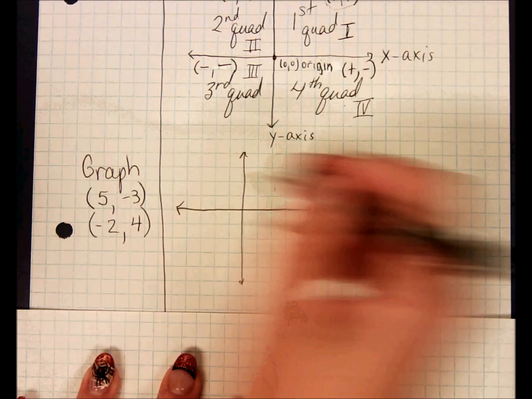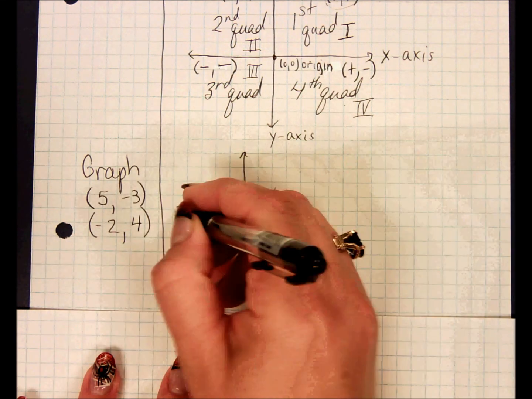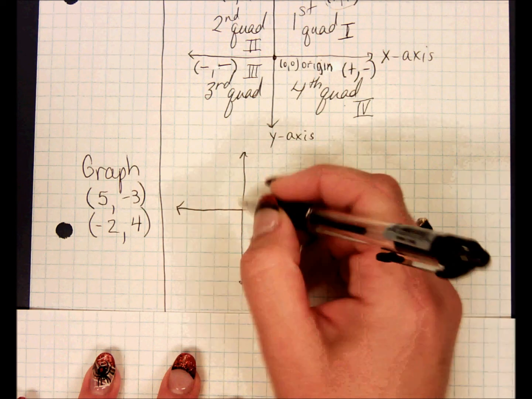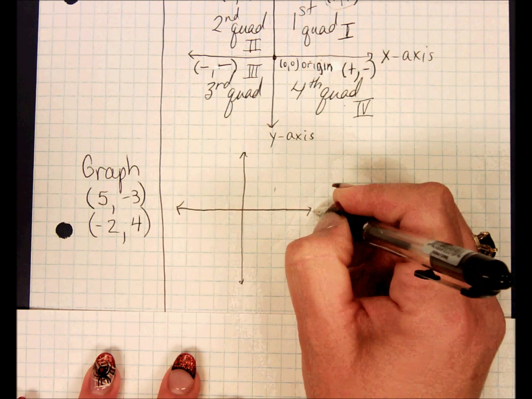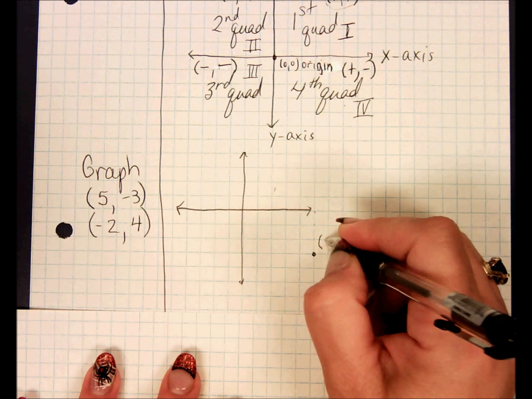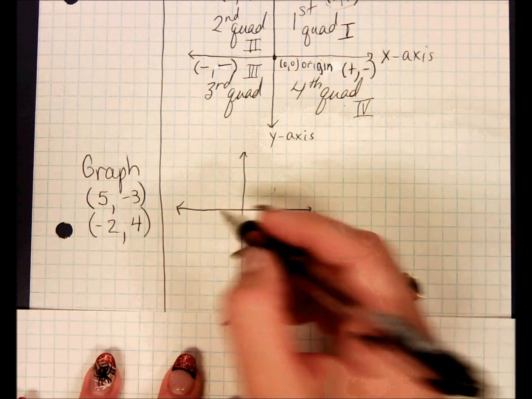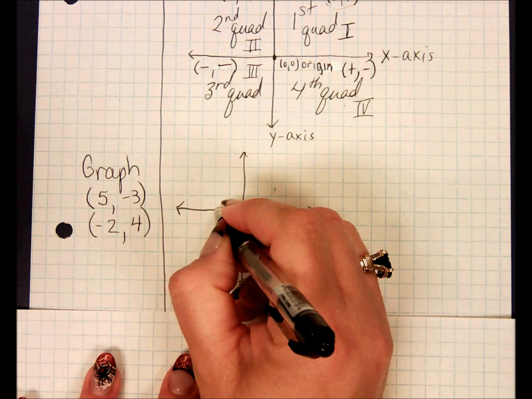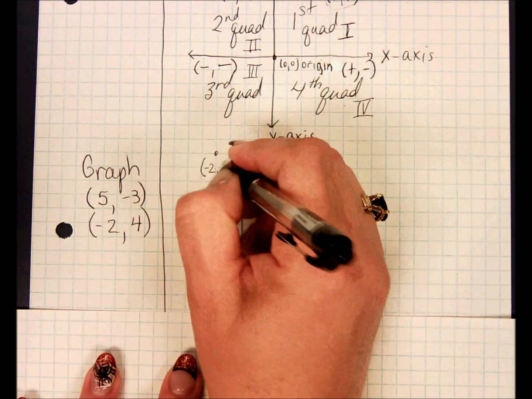First, 5, negative 3. So the first number is your x. It's which way you go on the x-axis. So it's a positive 5. I go in the positive direction. And negative 3. And we mark that with the point right there. Next, negative 2, so it tells me I'm going to go negative, and then positive 4. Negative 2, positive 4.